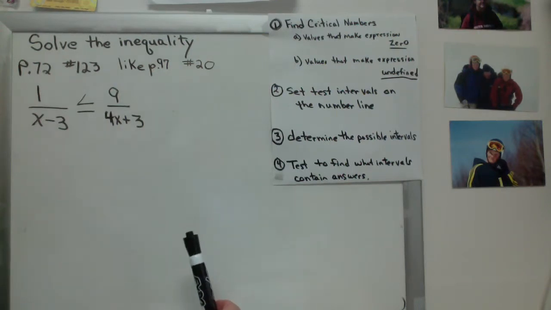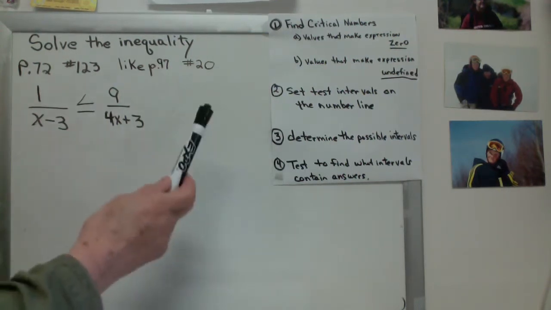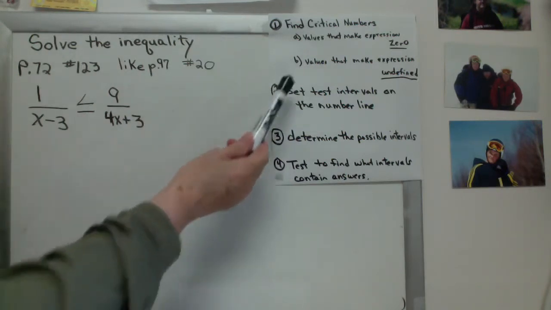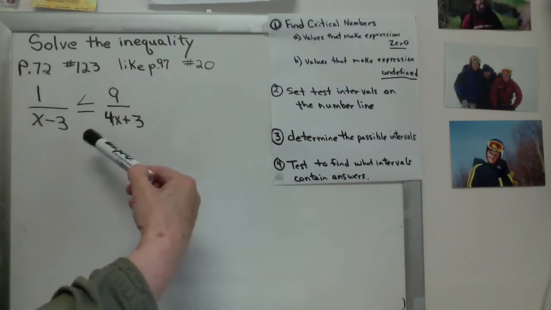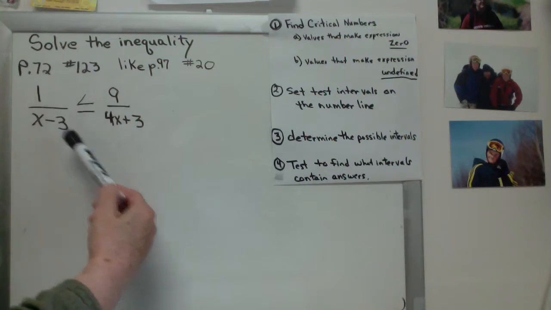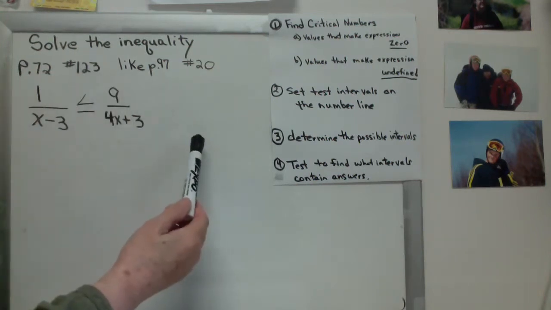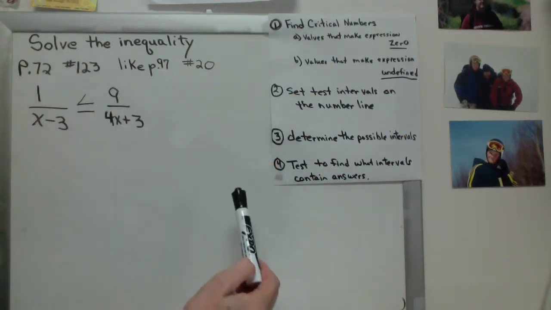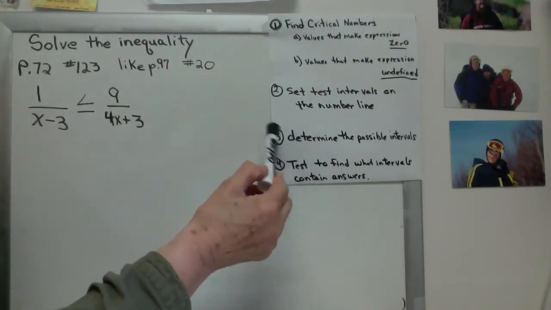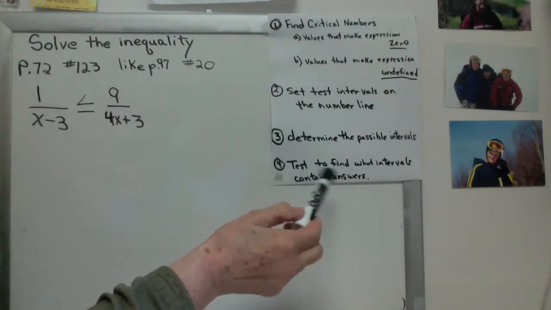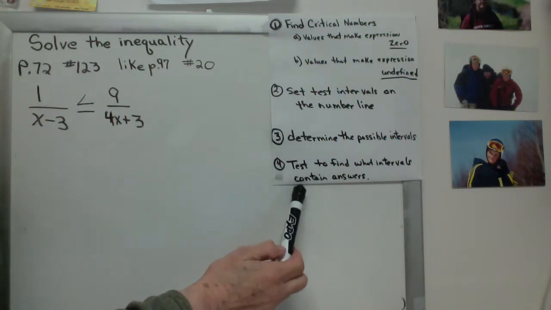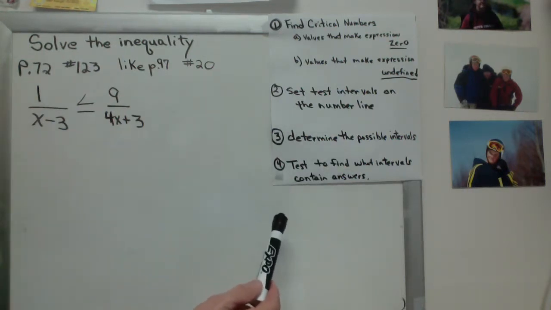What's important is you need to find the critical numbers in the problem. And those are the values that make the expression 0 or values that make the expression undefined. Once you find those values, you're going to set test intervals on the number line, then determine the possible intervals by testing numbers in each one of those intervals. And once you test them, you'll be able to find what intervals contain the answers and then list the answers.